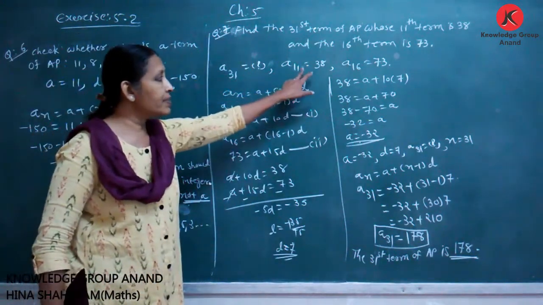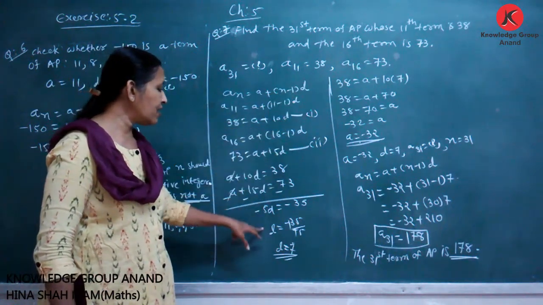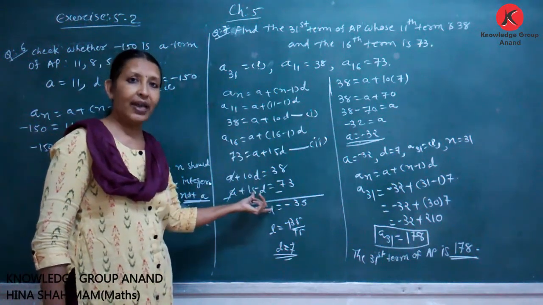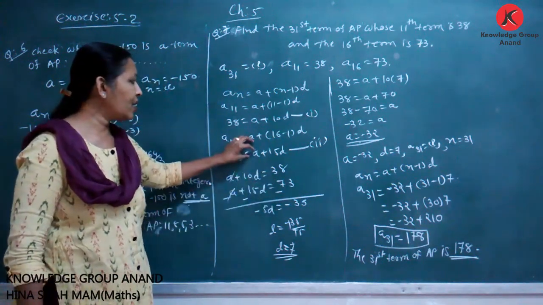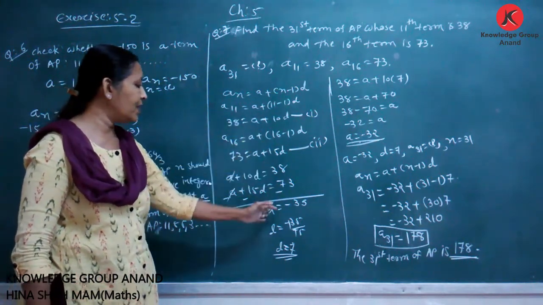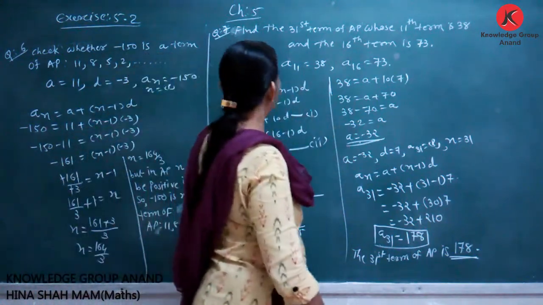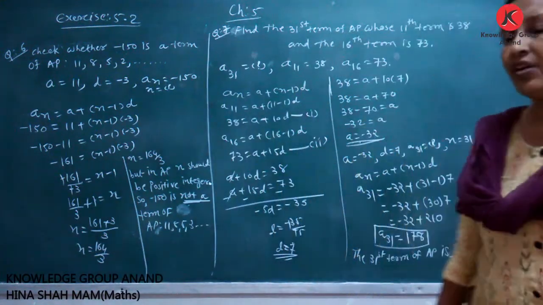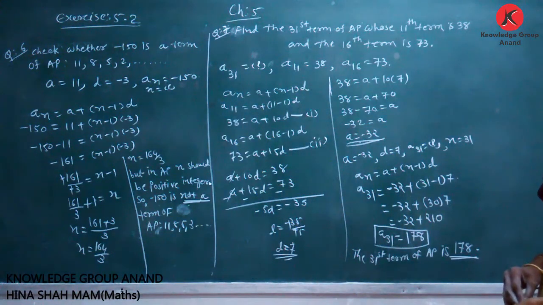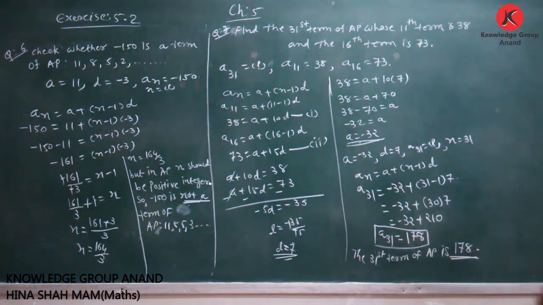We have been given two terms. Prepare two equations, then solve them by the elimination method or any method. We get a two-variable linear equation, where A and D are the variables. Then we find D and A and put them in the equation for A31, the 31st term. Therefore, the 31st term of the AP is 178.